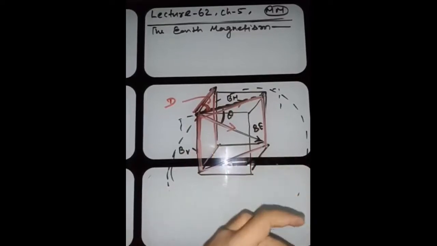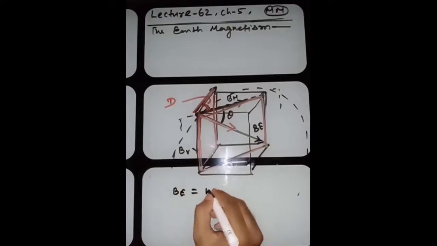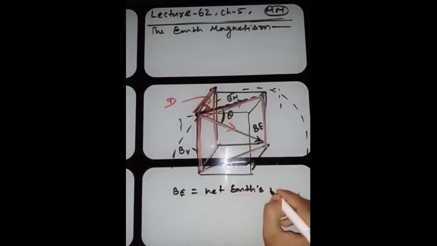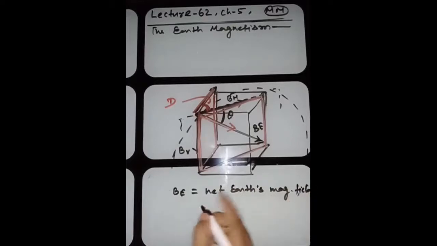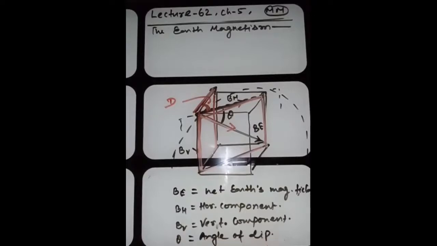You can write here, my dear students, BE is the net Earth's magnetic field. BH is the horizontal component, and BV is the vertical component. And what is this theta? It is the angle of dip. And this D is called the angle of declination, by which the magnetic meridian and geographic meridian are declined from each other. Okay, my dear students.